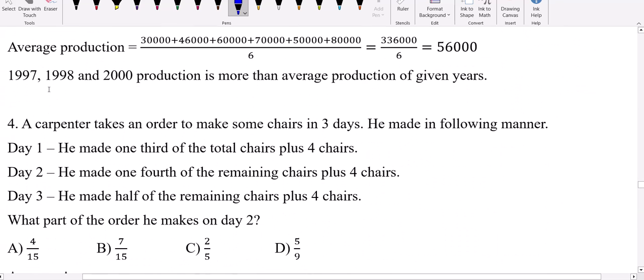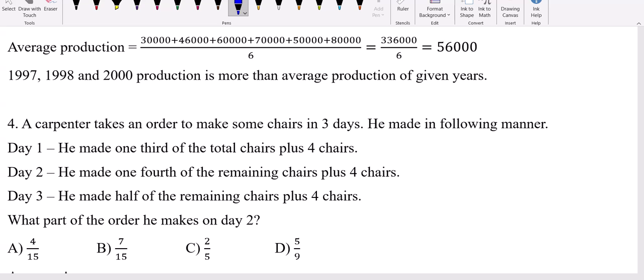Now, a carpenter takes an order to make some chairs in 3 days. He made in following manner. Day 1, he made 1/3 of the total chairs plus 4 chairs. He takes some chairs as order. How many chairs is not given in the question. Actually, you need to calculate that. Right, day 2, he made 1/4.